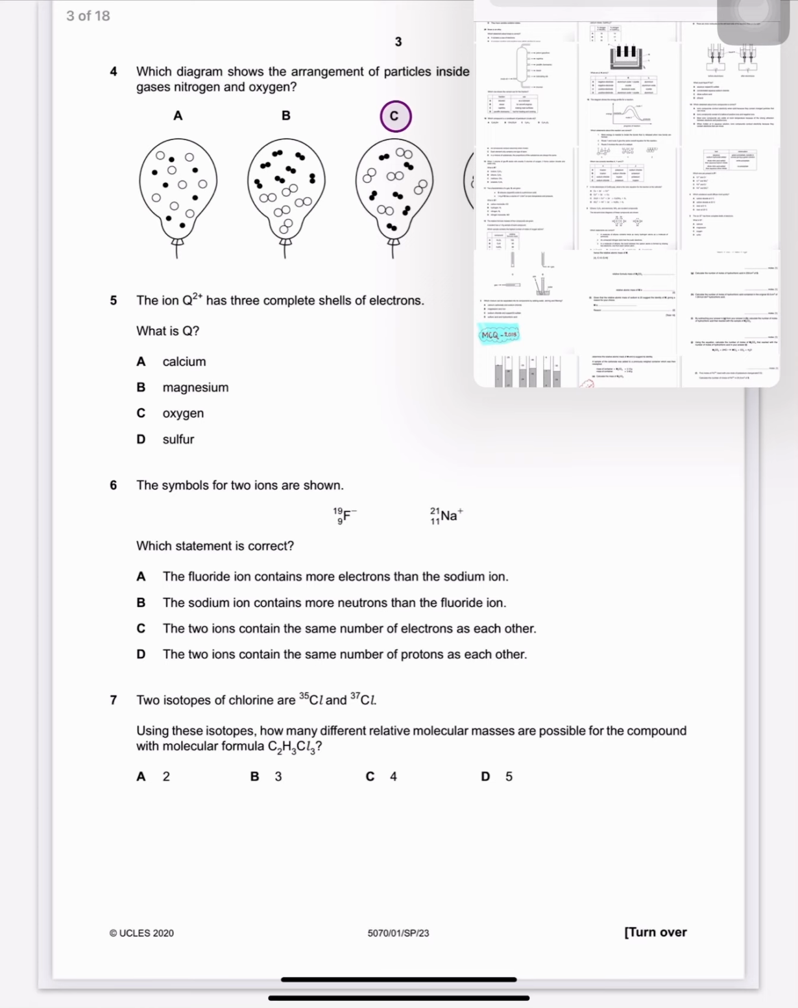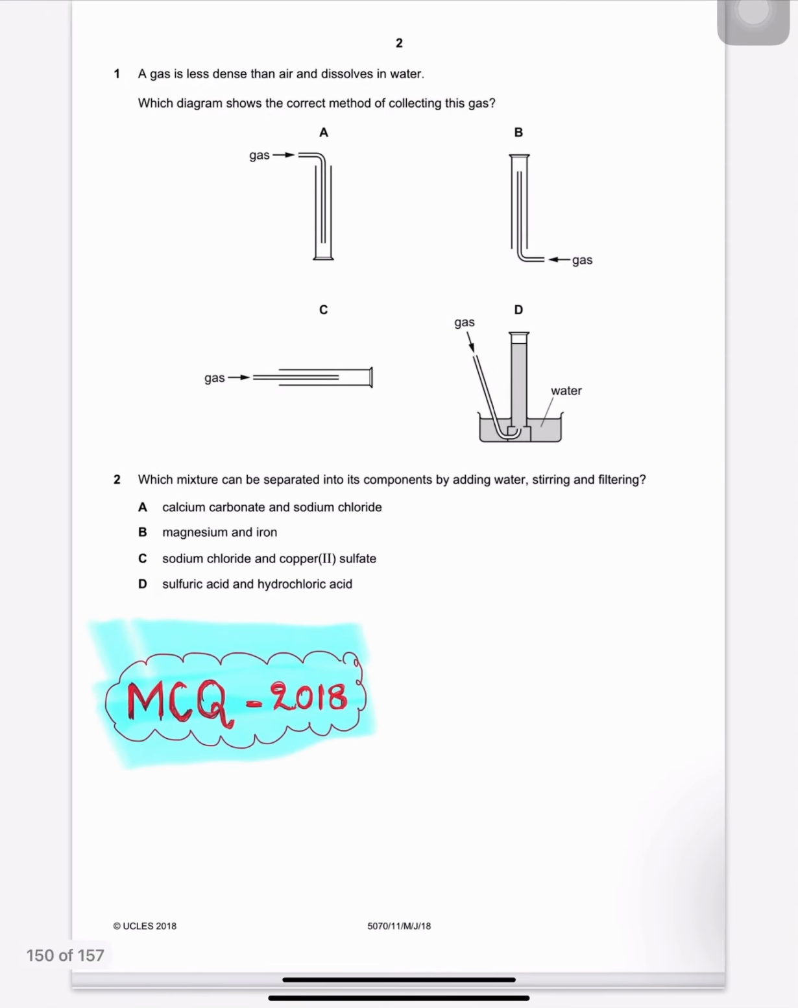Okay, this is the question. All right, great. So we can look at question number 1, a gas which is less dense than air and dissolves in water. So it means that it cannot be collected through water because it's soluble in water. A gas which is soluble in water cannot be collected through water. So which diagram shows the correct method of collection of the gas?